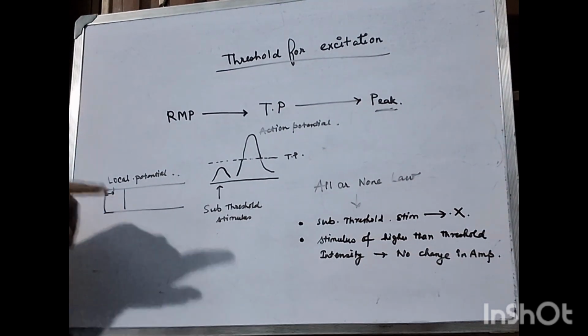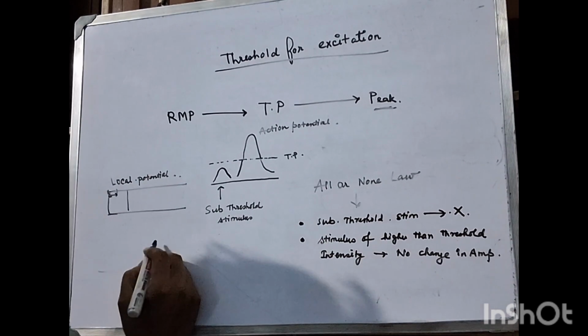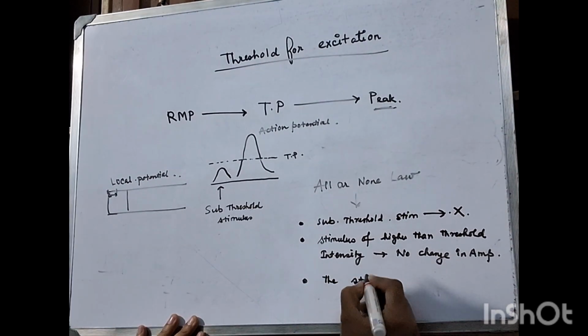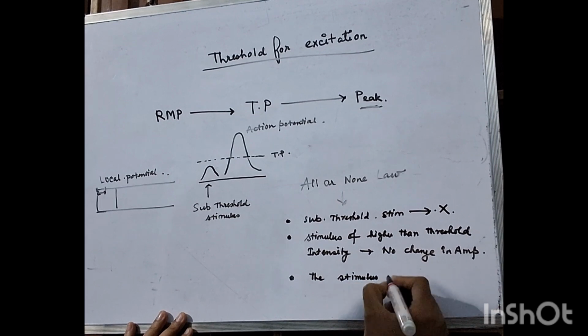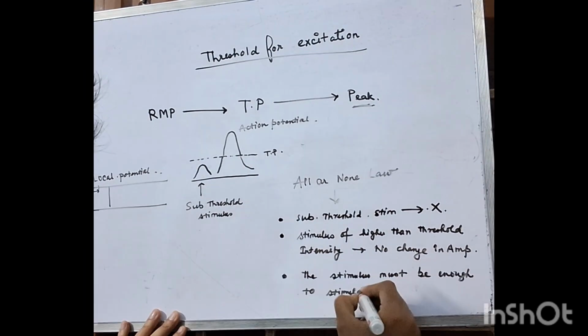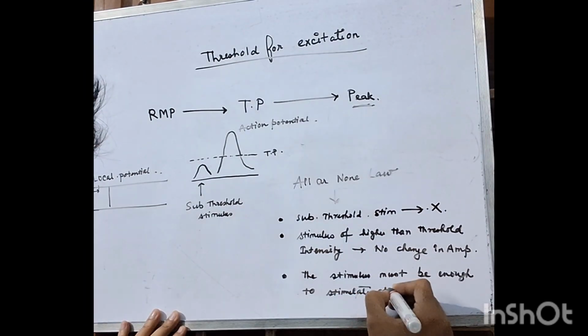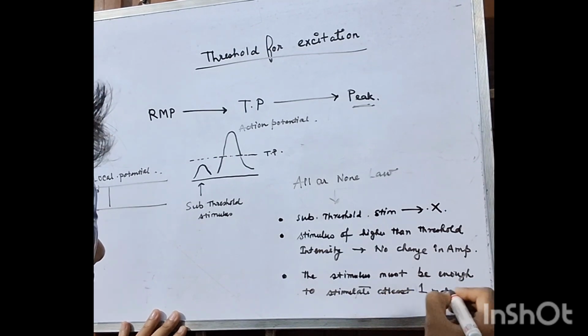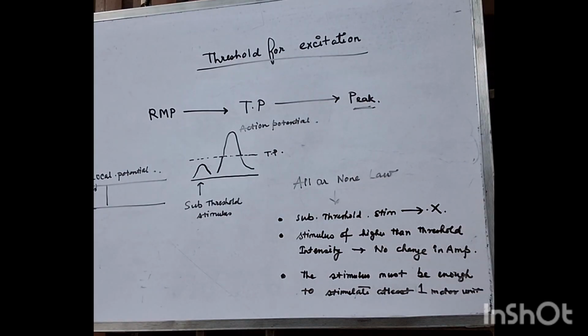Also it is applicable to motor fibers. For motor fibers, the all or none law suggests that the stimulus must one motor unit. Now we'll study a bit about these local potentials.